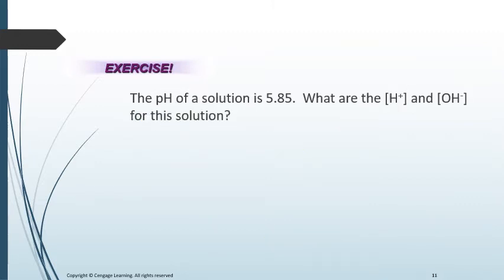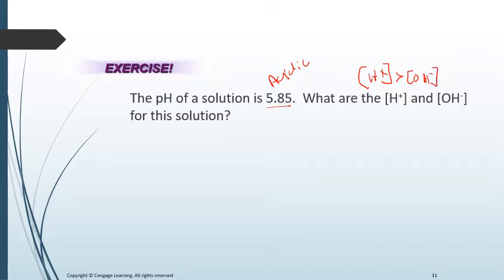Okay, so for this next example problem, we have a pH for a solution given as 5.85. So it is asking us to determine what the concentrations of H plus and OH minus are for this solution. Again, as a quick reminder, since the pH is less than 7, that means I have an acidic solution. So I should expect my H plus concentration to be greater than my OH minus concentration once completed.